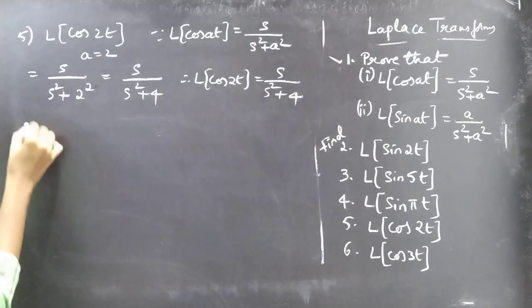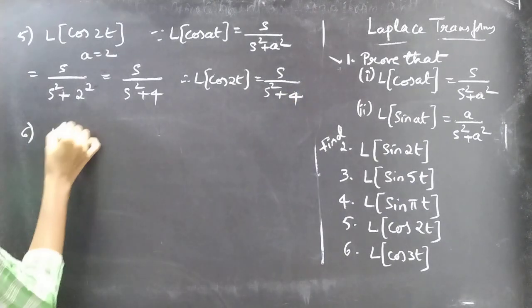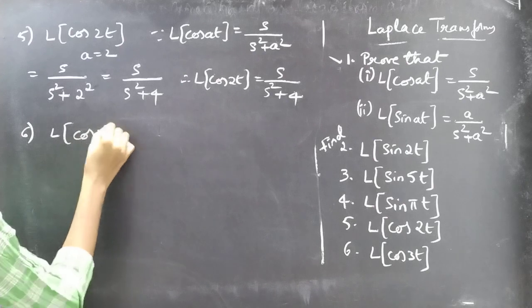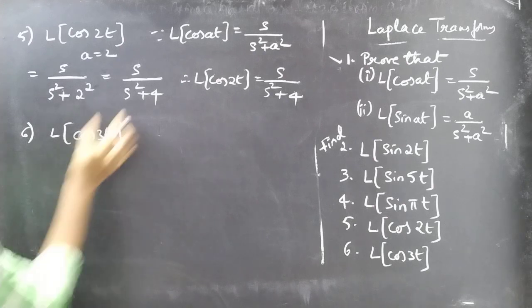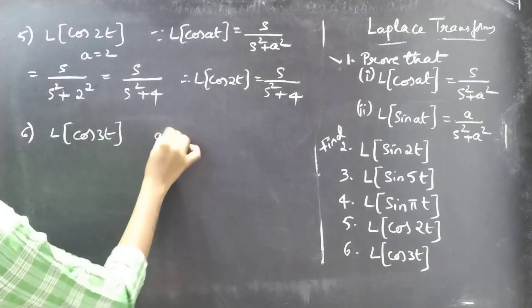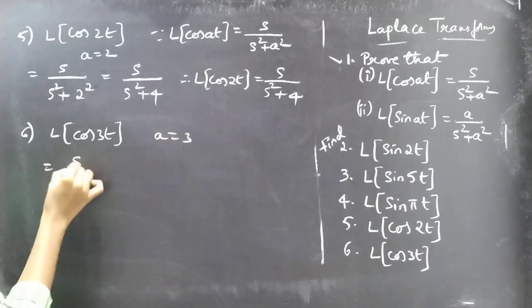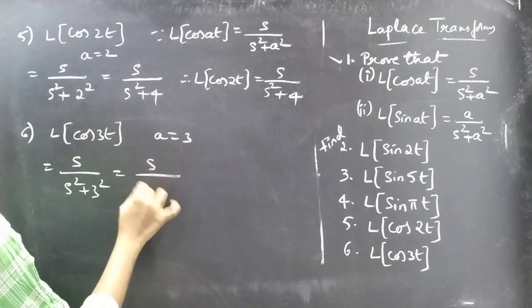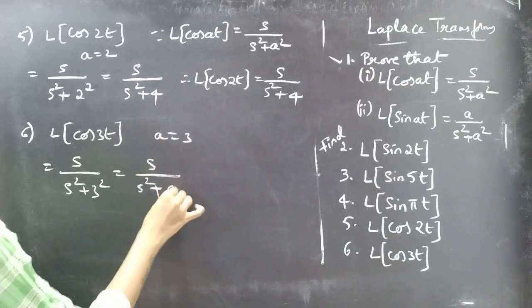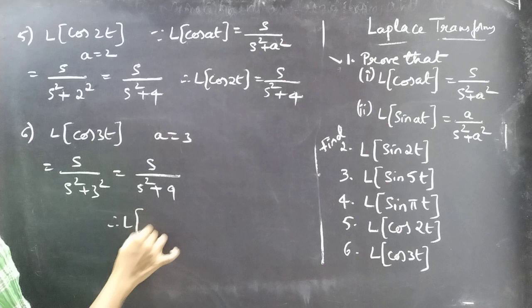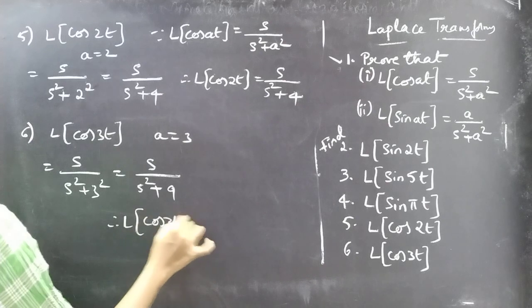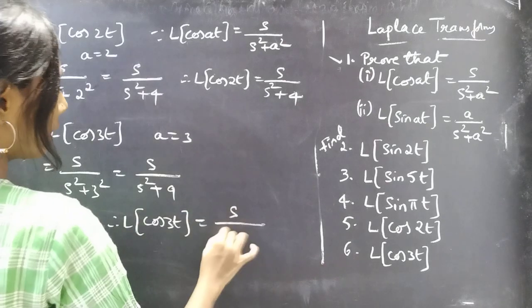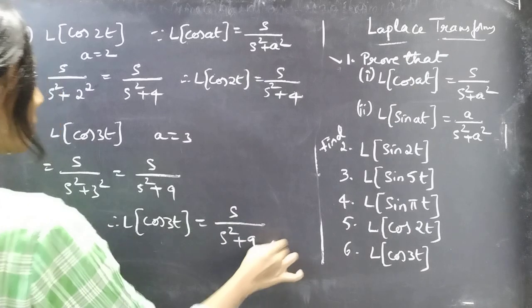Now coming to the sixth one, the last problem. Find L of cos 3t. Compare cos 3t with cos at. Then for a equal to 3, we'll get s by s square plus 3 square, which equals s by s square plus 9, since 3 square is 9. Therefore, L of cos 3t equal to s by s square plus 9.